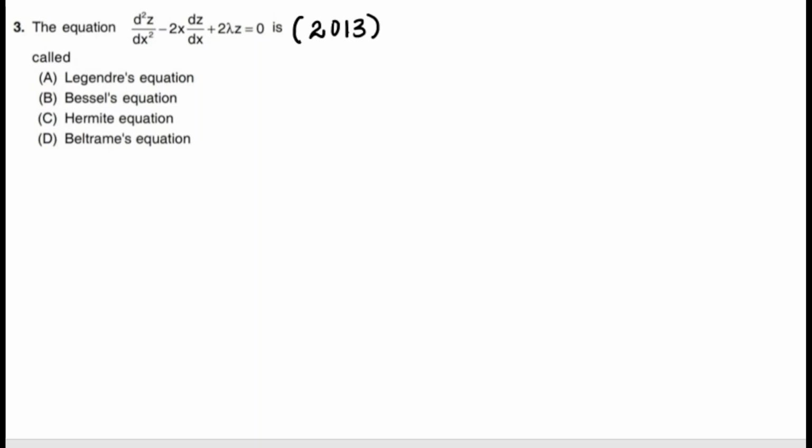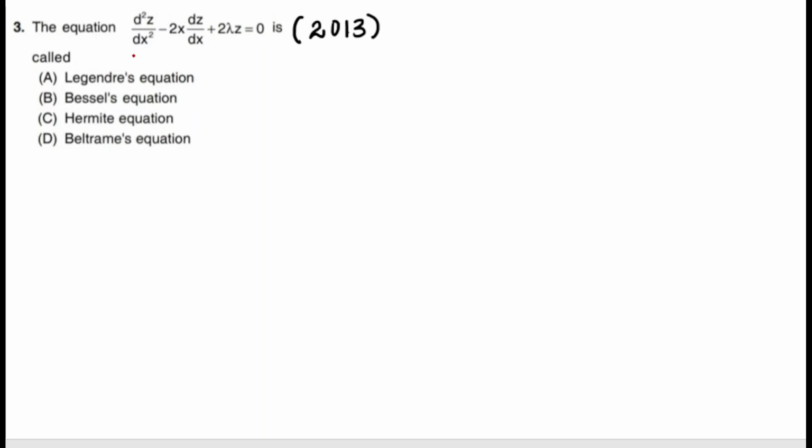The first question says the equation d square z divided by dx square minus 2 times x dz divided by dx plus 2 times lambda into z, which is equal to 0, is called, this was asked in the year 2013, the Legendre equation, Bessel's equation, Hermite equation, or Beltrami's equation.